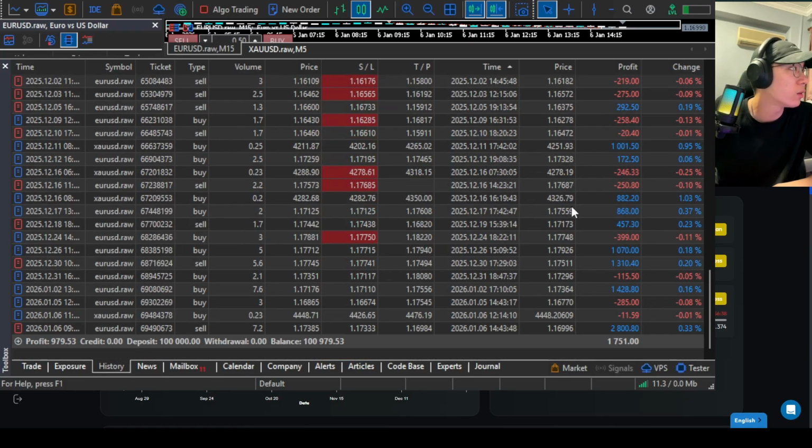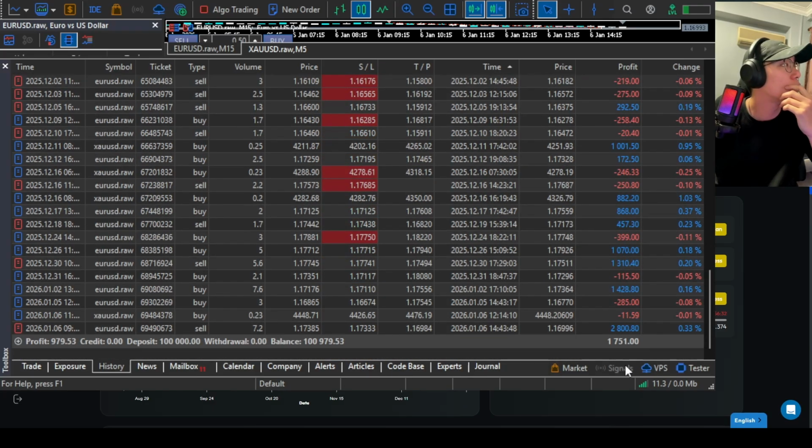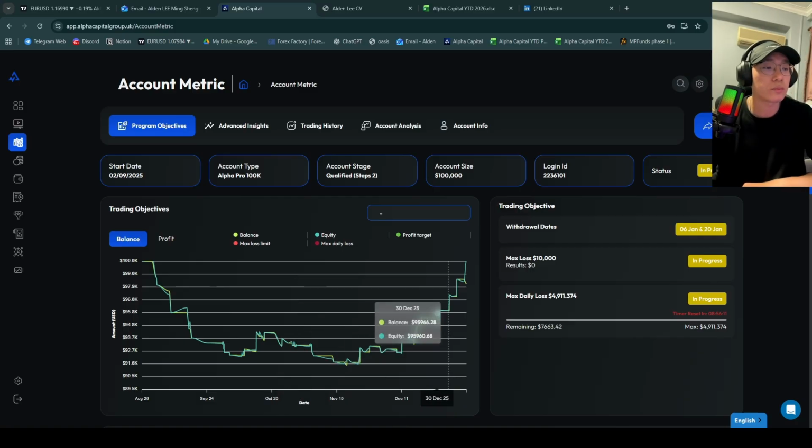I had a very good month. My wins were more than my losses, and you can see here I actually profited 1.75%, but okay lah, because of spread and commissions and all that, net I'm only up 0.9%, but hey, better than nothing. So yeah, okay, let's try to get that payout.